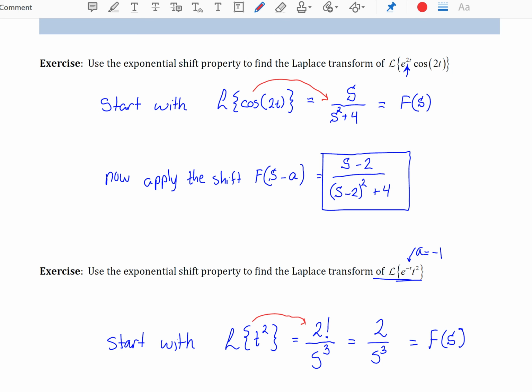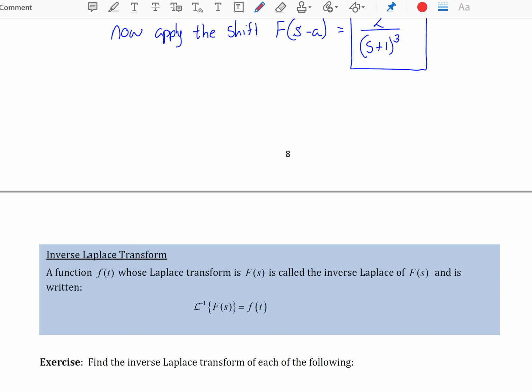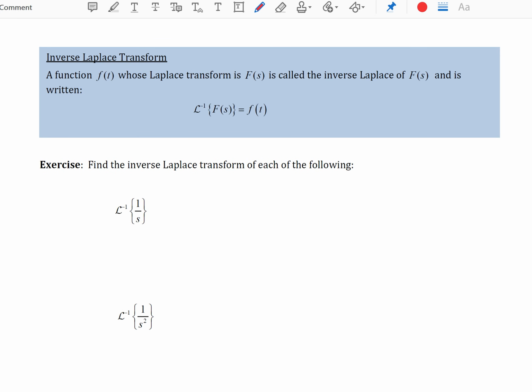Okay, I have a little bit more to talk about still. We still need to talk about the inverse Laplace transform. However, I'm going to stop our video here and make a new video for describing your inverse Laplace transform.